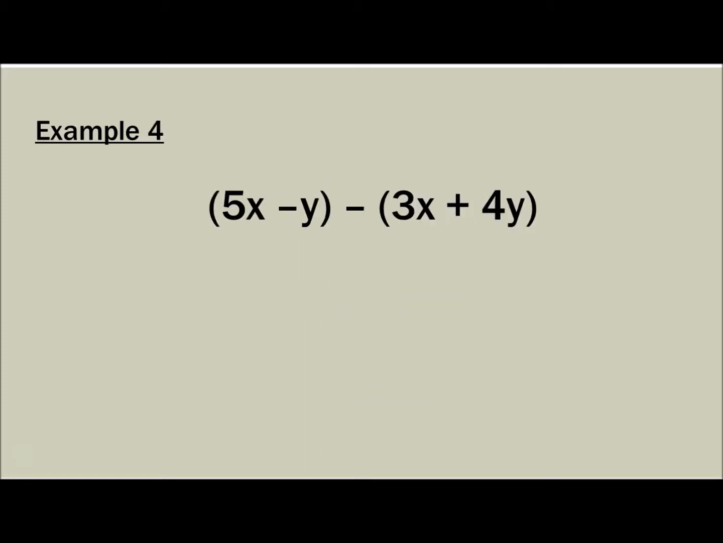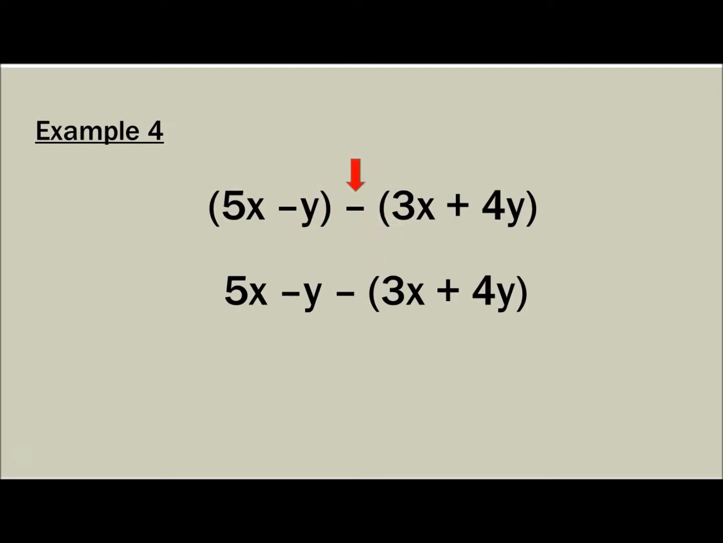Okay, let's try example 4. Example 4 is similar to example 2. We have to make sure that we know what the coefficient is in front of the parentheses. The coefficient in front of the first parentheses is a positive 1, but in the second part, I have a negative 1. In the first part, I can go ahead and drop my parentheses because positive 1 will not affect any part of that equation.